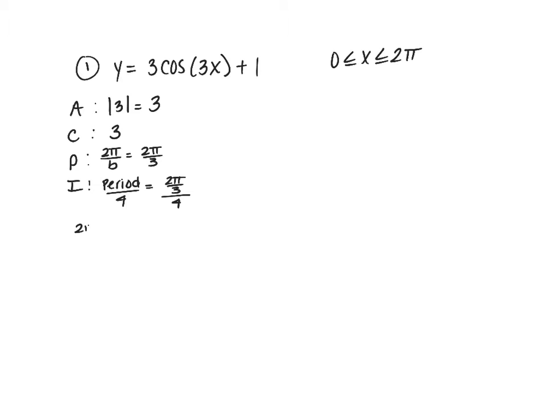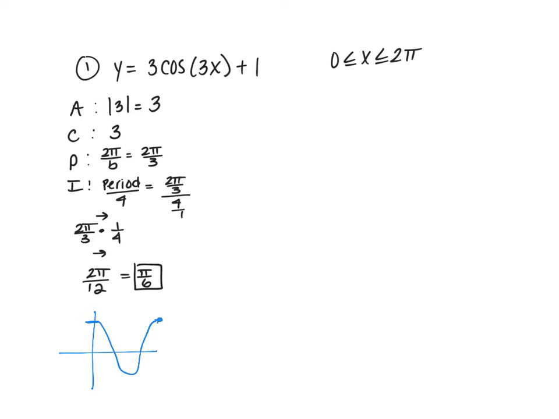Remember that we have to keep, change, and flip this 4 over 1 to be 1 over 4. And we multiply straight across. So we get 2 pi over 12, which reduces to pi over 6. So my interval in this case is pi over 6. And we are graphing a positive cosine graph. So in our heads, we need to keep this positive graph that starts up at the midline, at the maximum, and makes this U shape.